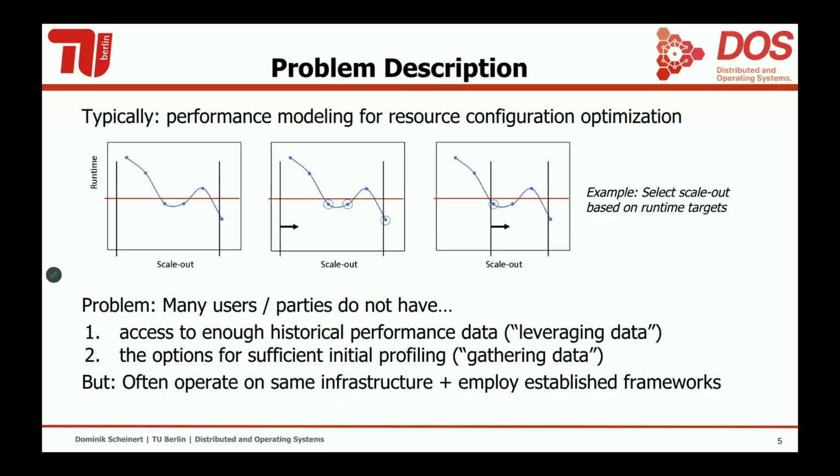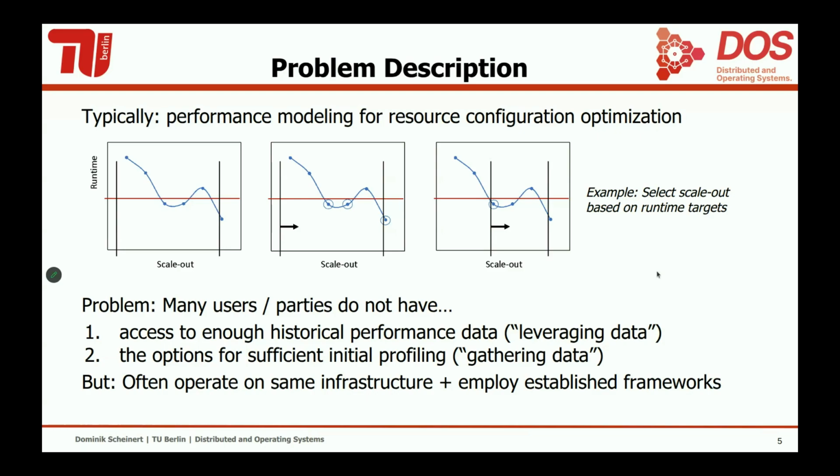So usually, how is this problem addressed when we want to automate this? Well, usually this is done using performance modeling. So you try to relate different parameters to an outcome, like a measurable outcome, some golden signal you're interested in. And here's an example on how you can, for instance, select a scale-out, so the number of machines or compute nodes, based on runtime targets. So assume you have a static workload and you're executing it with a different number of machines.